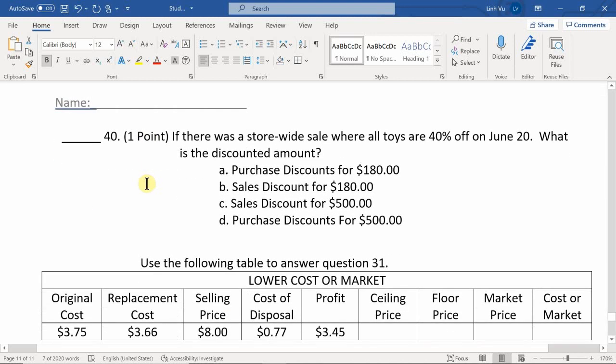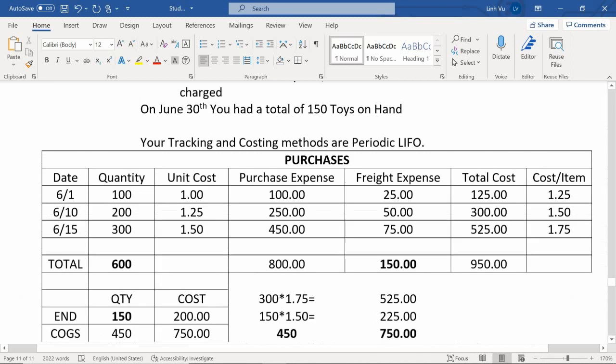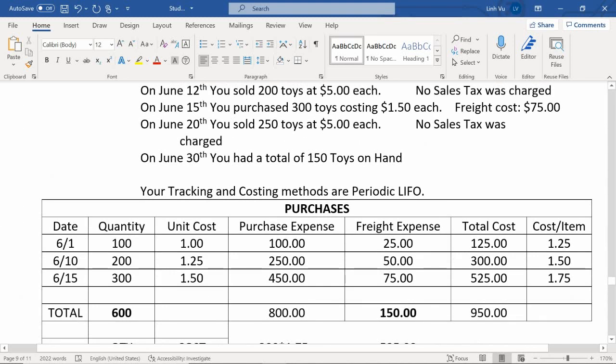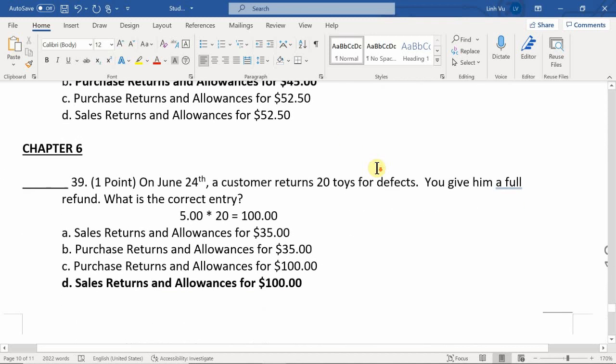And then last but not least, question number 40. If there was a store-wide sale, in which all toys are 40% off on June 20th, what is the discounted amount? If we sold everything for $5 each, how many items did we sell on June 20th? You sold a total of 250 toys.